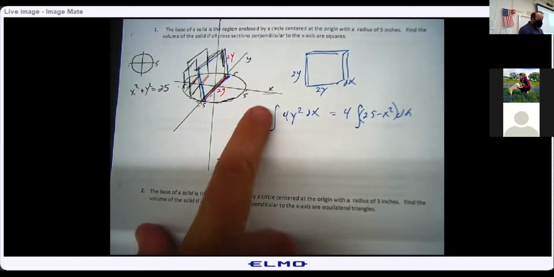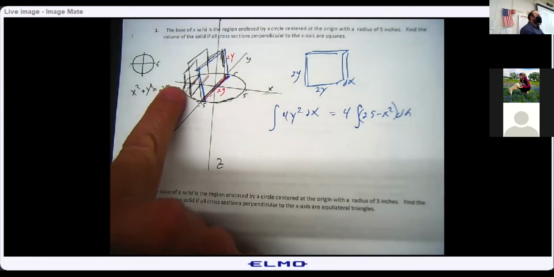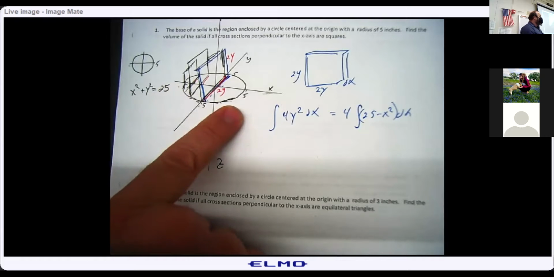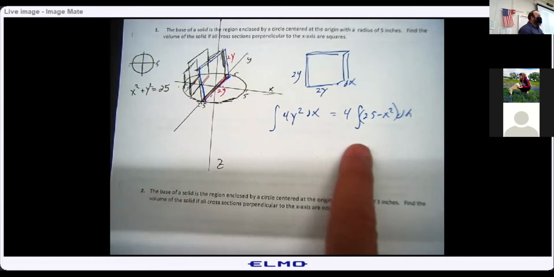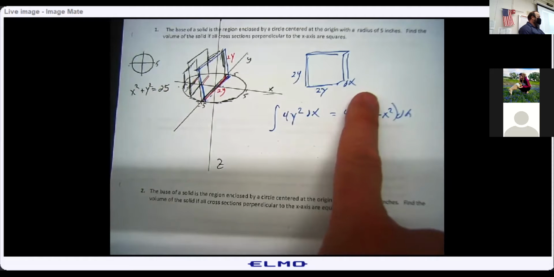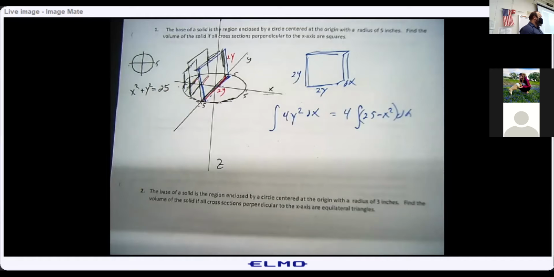X would start, look at the picture. The furthest left it would be -5. What's the furthest to the right would it be? +5. So my bounds of integration, hold on, would be -5 to +5, wouldn't they? But let's use some symmetry. What would be smarter? Shouldn't I do 0 to 5 and then double it because both sides are the same?